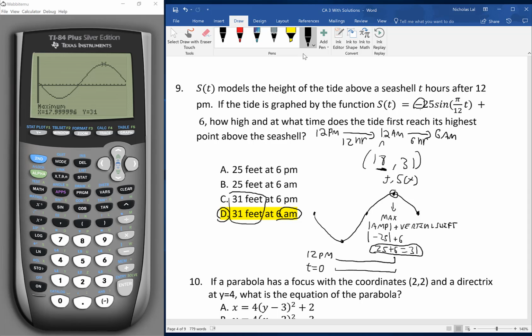All right. So you just got to be able to set your window in your calculator. That's very important. But moving on, let's go to problem 10.